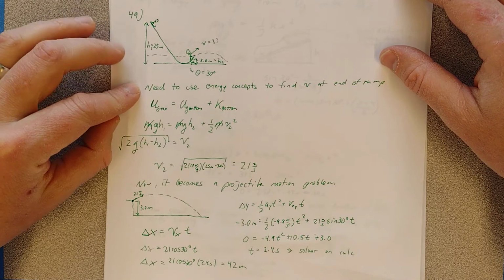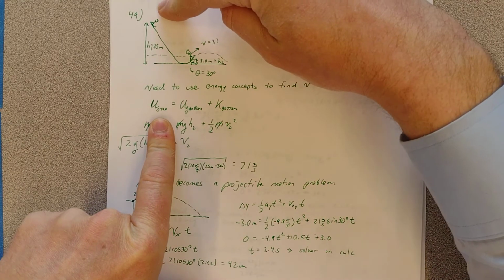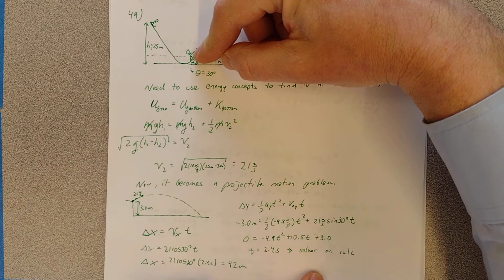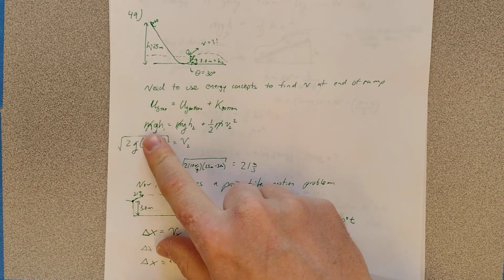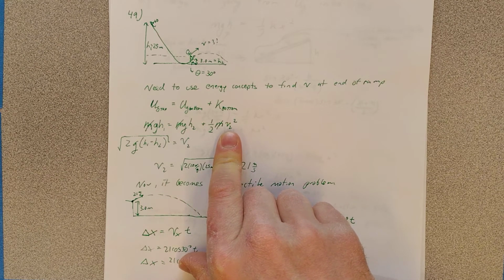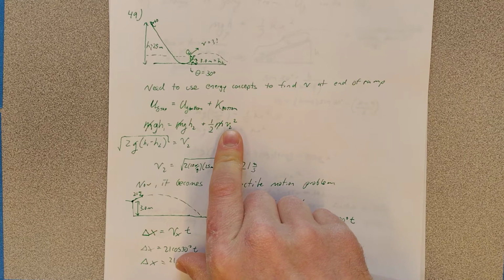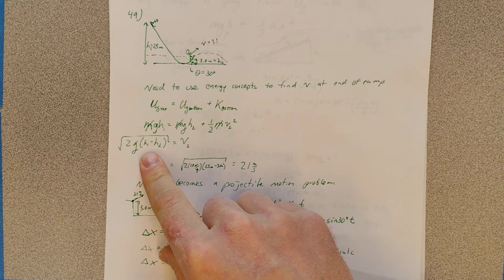So we need to use energy concepts to find V at the end of the ramp. The UG at the top gets converted into kinetic energy and potential at the bottom, right? So at the bottom, off the ground a little bit, mgh at the top equals mgh at the bottom plus 1/2 mv squared at the bottom. I'm solving for the velocity at the bottom. And when you do that, you get a kind of a cool result. You get radical 2g delta h.